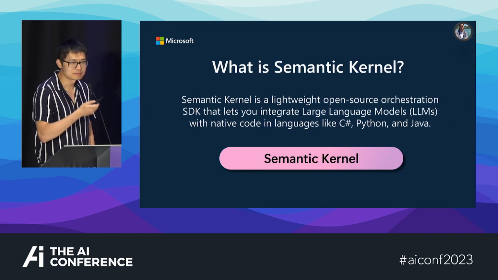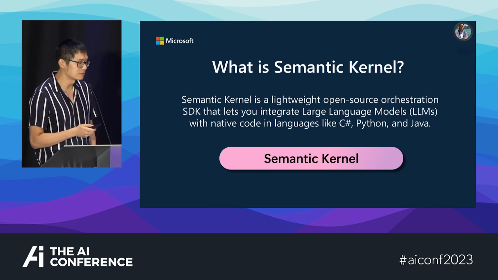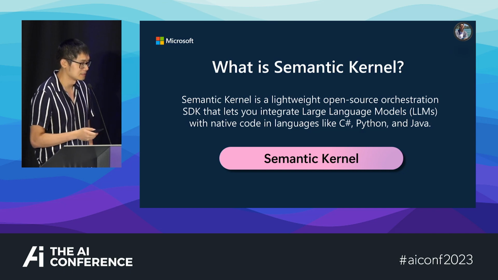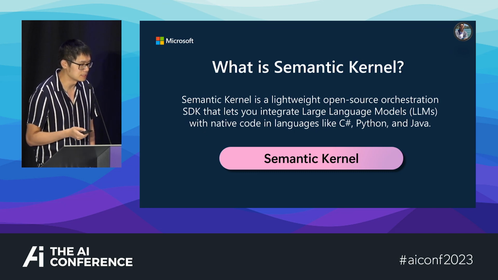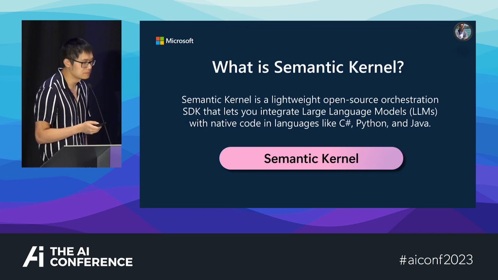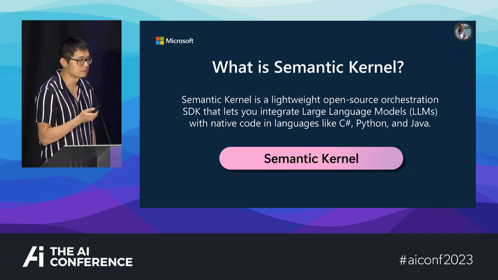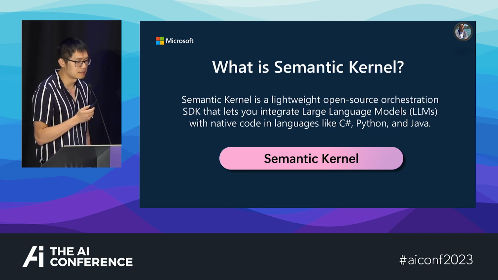So Semantic Kernel, in one statement, it's a lightweight open source orchestration SDK that lets you integrate large language models with native code in languages such as C#, Python, and Java. I want to emphasize the lightweight portion of it, and I'll talk about it in the higher level architecture, but we want it to be something that is very easy to deploy, especially when you're talking about bringing something to production, and not a framework that has too much baggage, or all this extra stuff with it. I think it's important for that type of scenario.